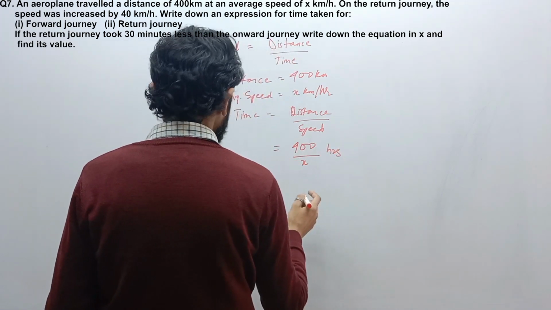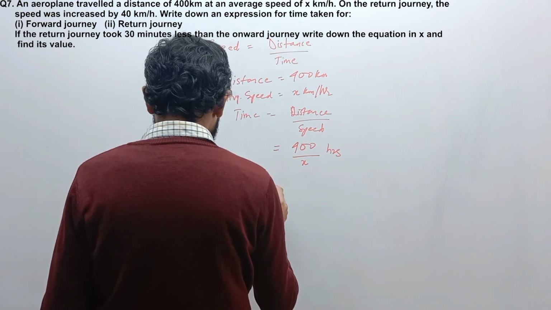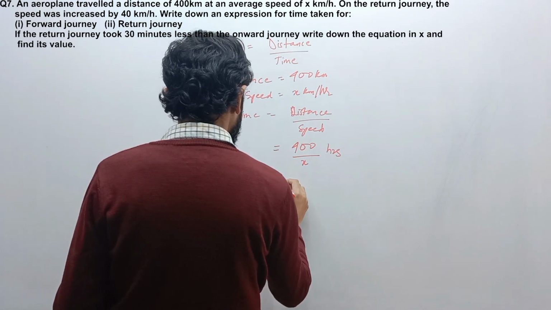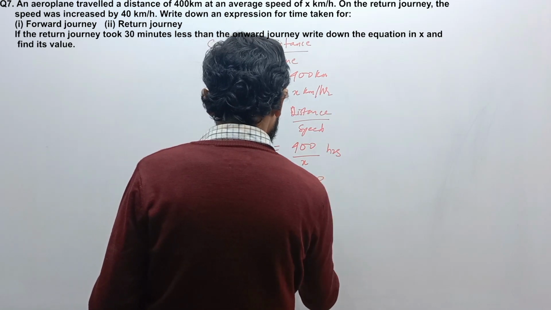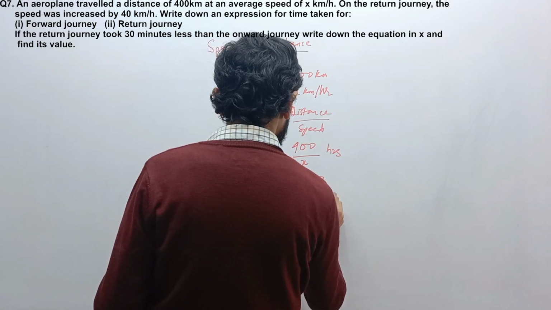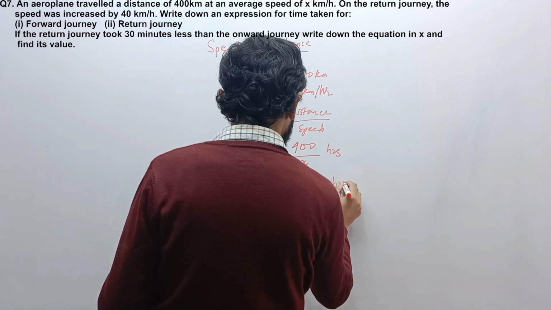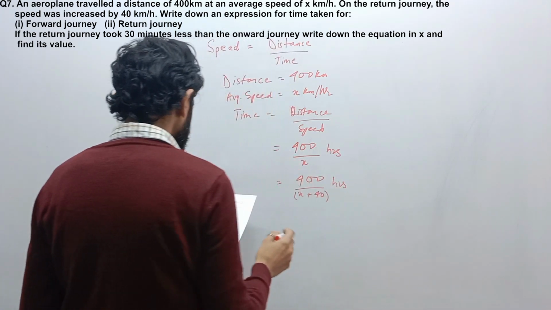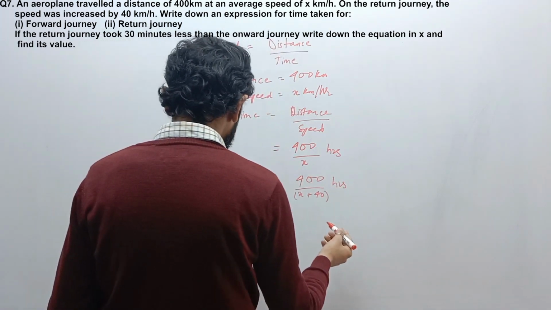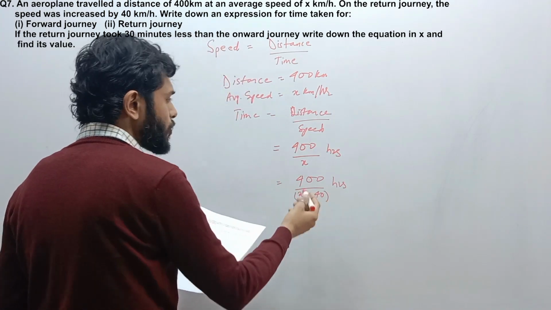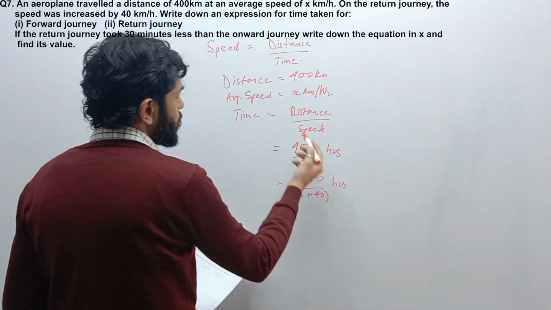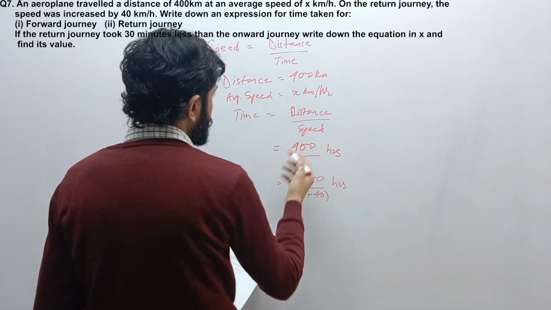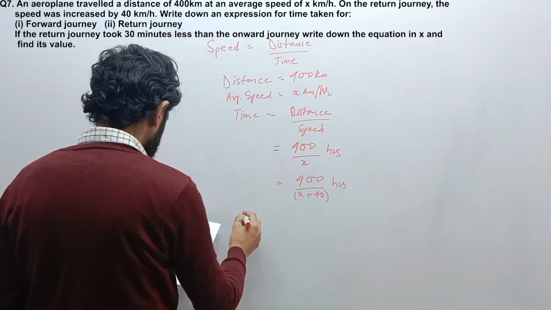And for the return journey, the time taken would be 400 upon x plus 40 hours. Why? Because in the return journey, the speed was increased by 40 kilometers per hour. So now we have all the variables, we can frame a quadratic equation based on this.